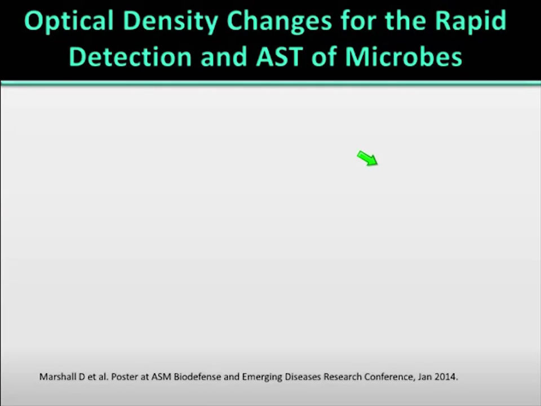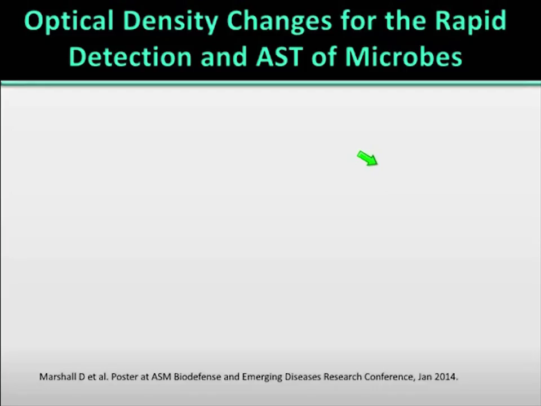Now, what I want to give you is some data that the company has provided to me in regard to the use of this same, quote, initial urine screen machine as looking at optical density changes for the rapid detection and susceptibility testing in microbes. The data that I'm presenting to you here was presented at the ASM Biodefense and Emerging Disease Resistance Research Conference in January of 2014 by Marshall et al.